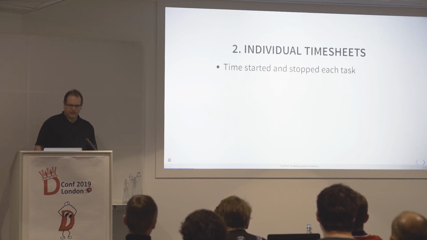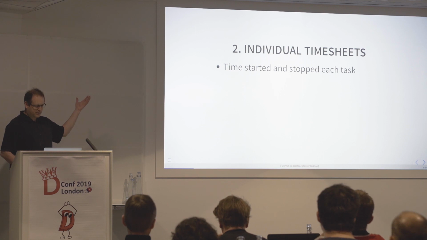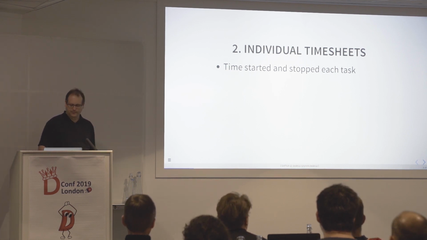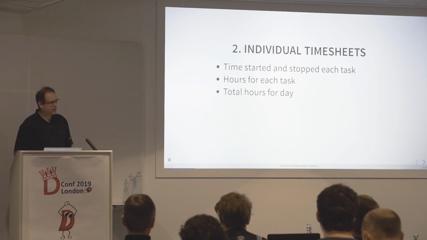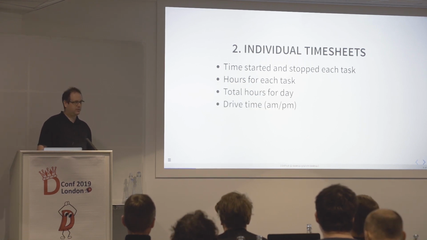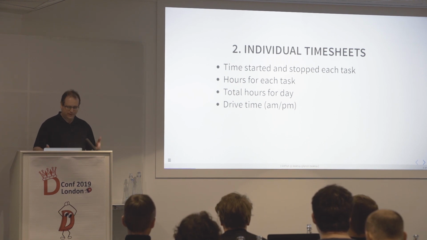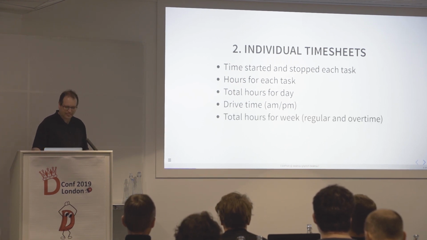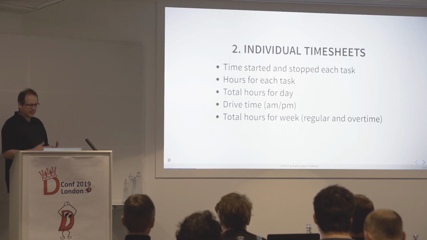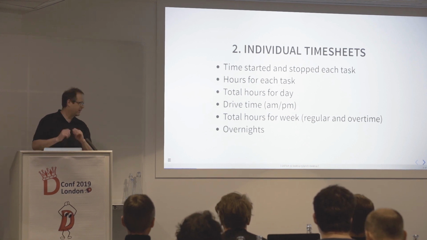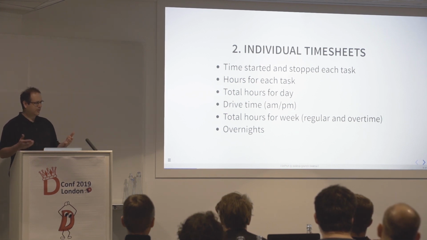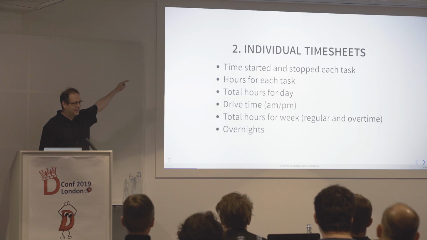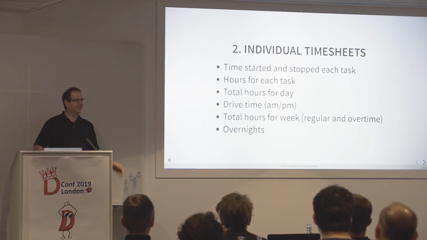So individual timesheets, the workers would record the time started and stopped for each task, the hours that added up to, total hours for the day, drive time in the morning and night. We had to pay them extra if they were driving extra, and the total hours for the week. There's one other thing, was overnights. We paid extra if they had to stay overnight. But why am I showing you all these different things? Because I only needed the first one. Just tell me what time you start and stop each task. I can figure everything else out.